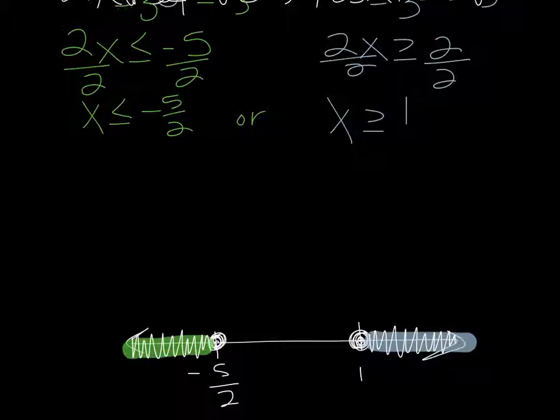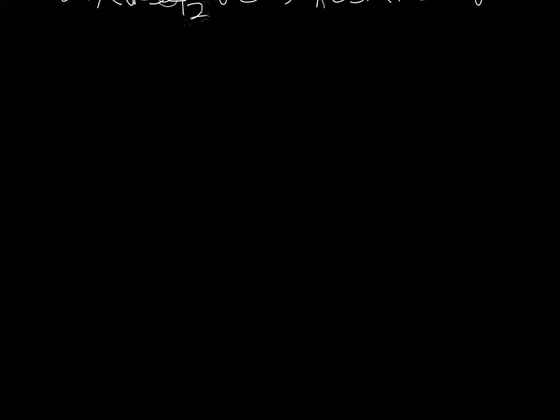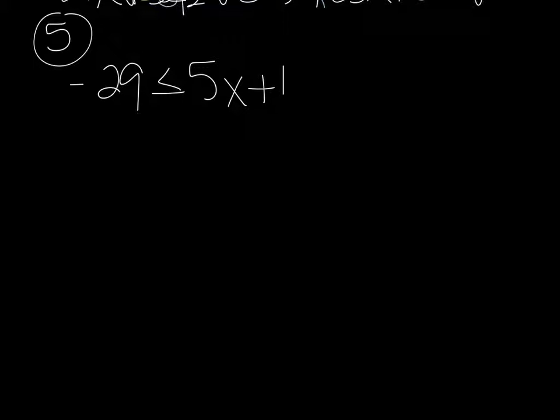Okay, 2 more. Okay, number 5. Negative 29 is less than or equal to 5x plus 1, which is less than or equal to 41. Okay, conjunction or disjunction? Conjunction, right? This is an and statement, okay?